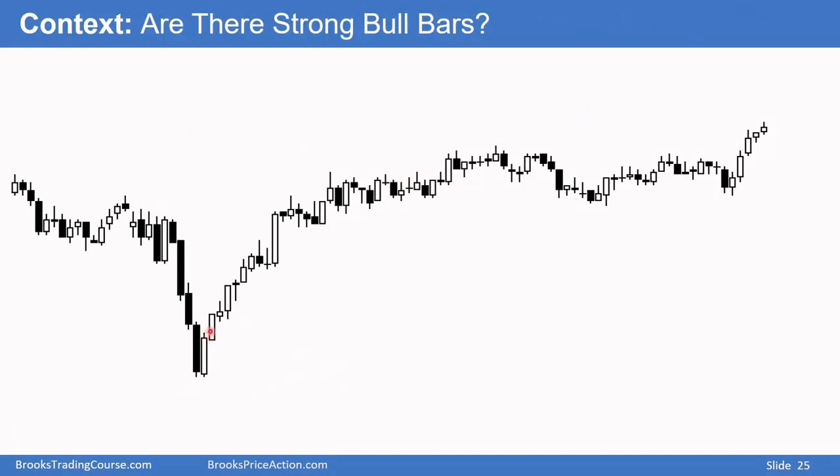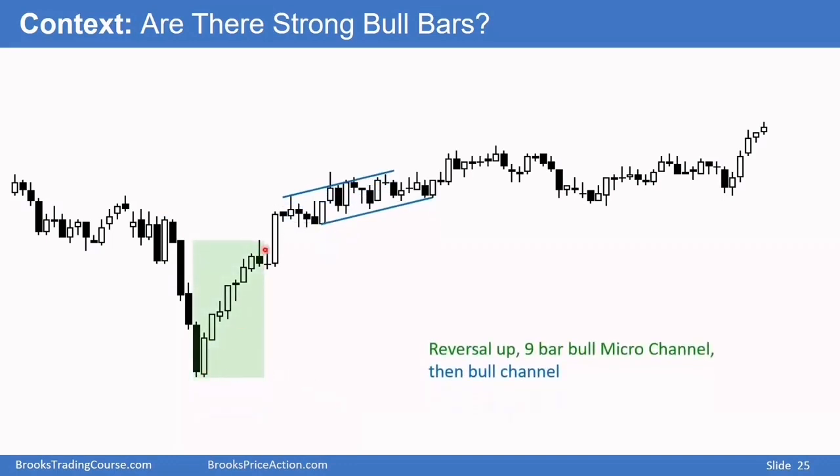Strong bear breakout, terrible follow through for the bears. 9 bar bull microchannel, 9 bars without a pullback. This low did not fall below that low, and none of these lows fell below the low of the prior bar until this bar. This bar fell below that low. But a 9 bar bull microchannel and a reversal up, probably buyers below and higher prices.